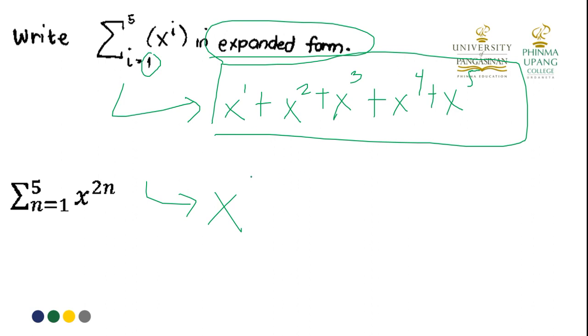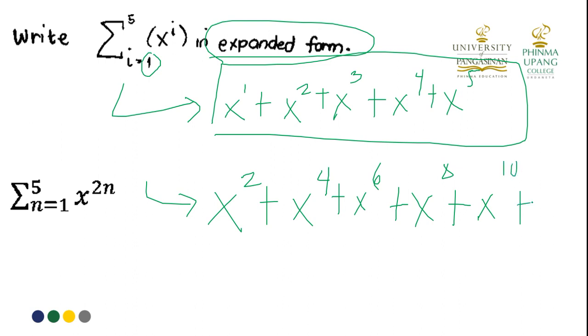x raised to 2 times 1. x raised to 2 times 2. Can you give me the final answer? Opo. x raised to 2, plus x raised to 4, plus x raised to 6, plus x raised to 8, plus x raised to 10, plus x raised to 12, plus x raised to 14.